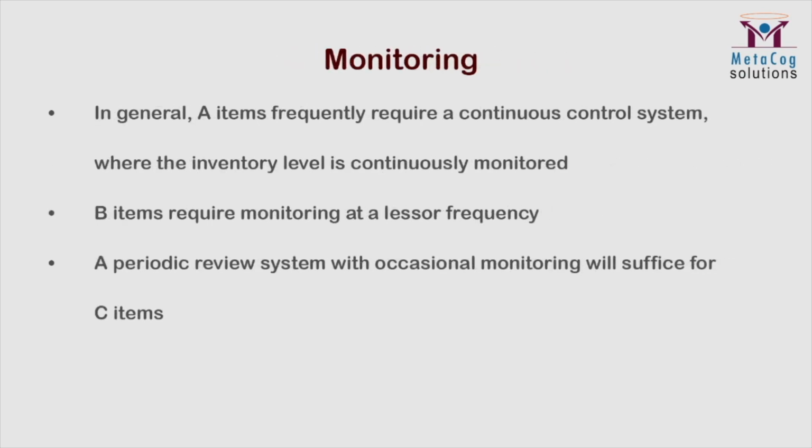Monitoring. In general, A-class items are frequently monitored and they require a continuous control system. B-class items require monitoring at a lesser frequency. A periodic review system with occasional monitoring will be sufficient for C-class items.